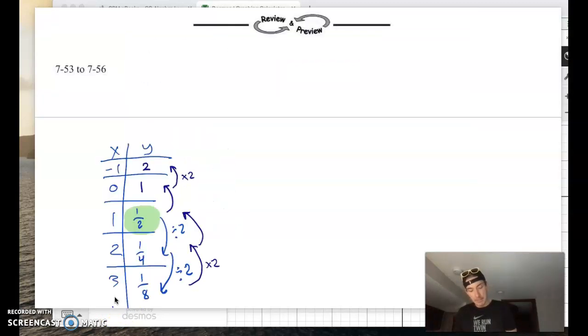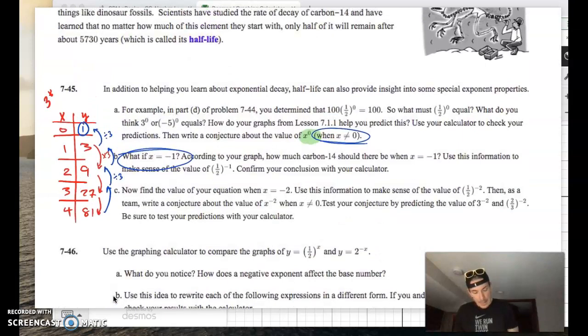All right? I'm going to back up to our problem here. Now find the value of your equation when x equals negative 2. I'm looking at part C, by the way. Use this information to make sense of the value 1/2 to the negative second power. Then as a team, write a conjecture about the value of x to the negative second when x doesn't equal 0. Test your conjecture on a couple of examples.